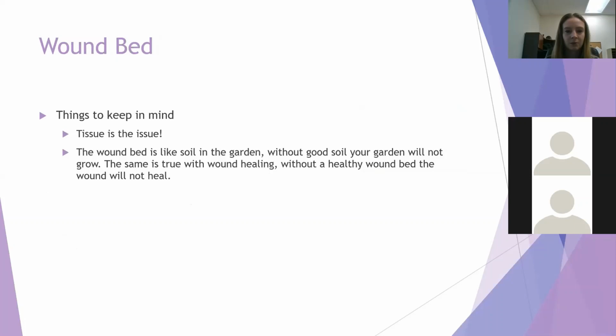Things to keep in mind with the wound bed, tissue is the issue. And the wound bed is kind of like soil in the garden. Without good soil, your garden will not grow. And the same is true with wound healing. Without a healthy wound bed, the wound will not heal. So that's where the big emphasis is, trying to establish and keep that wound bed healthy.